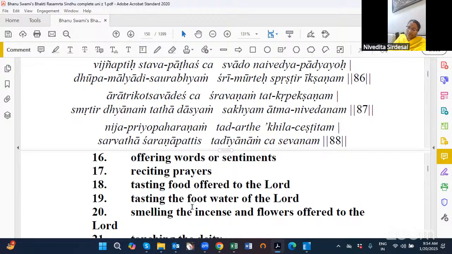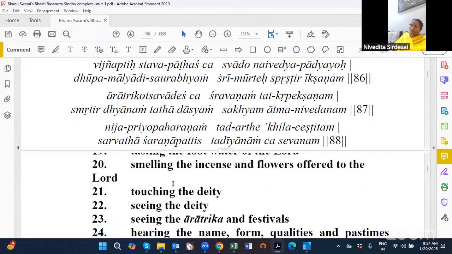Then, Dhupa Malyadi Saurabhyam: smelling the incense and flowers offered to the Lord. Shrimurte Sprishtih: touching the deity. These are among the 64 elements.